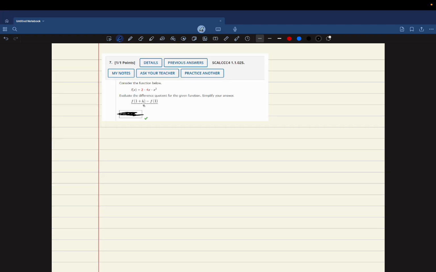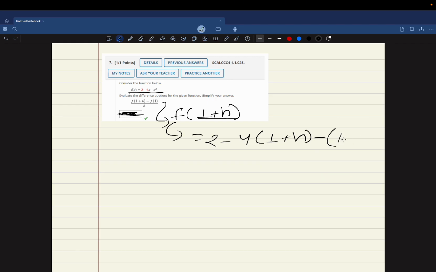Okay, so this is the fun one. Here it's the same process. This is our main function, and then we need to calculate this one. For this, first let's find out what is the value of f of 1 plus h. For that we need to replace the value of x with this 1 plus h. So for that, do 2 minus 4, and then in place of x it will be 1 plus h, and then minus x square will be (1 plus h) square.